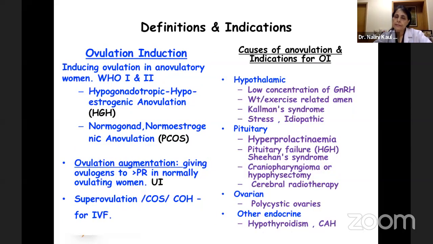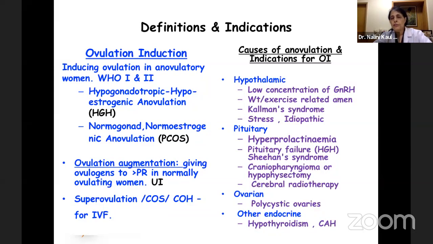So looking at the definition, ovulation induction, in technical terms, means inducing ovulation in an anovulatory woman, which is WHO group 1 and 2. And this is the hypogonadotrophic, hypoestrogenic anovulation, or the normogonadotrophic, normoestrogenic anovulation. However, it also broadly covers ovulation augmentation. That means when we give ovulogens to women who are already ovulating as in unexplained infertility, and also covers superovulation for IVF, but we are not going to look at that aspect today.